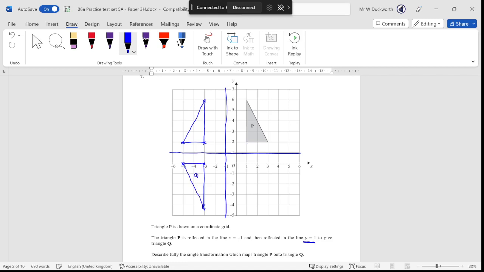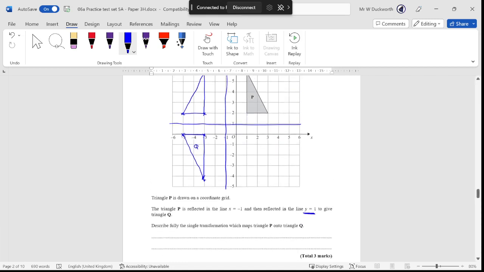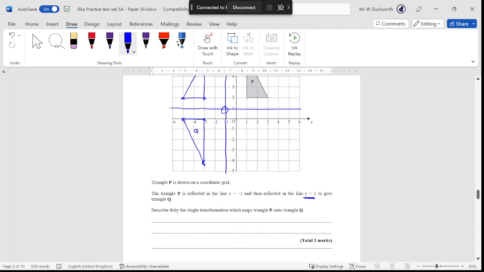To describe how to get from P to Q, you can see that it's been rotated 180 degrees, and then that gives you the real hint about the point of rotation. So it's rotation of 180 degrees. You don't need to specify clockwise or anti-clockwise because 180 would be the same either way, and then it's about the point. The combination of the 2 mirror lines gives you minus 1, 1.